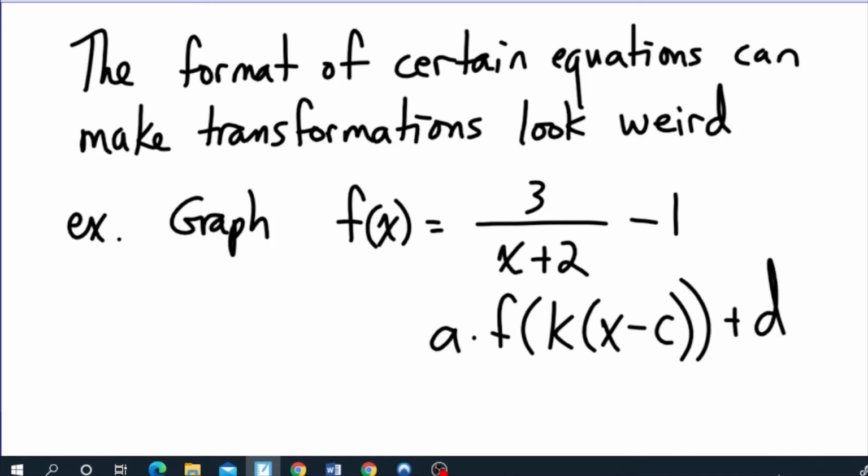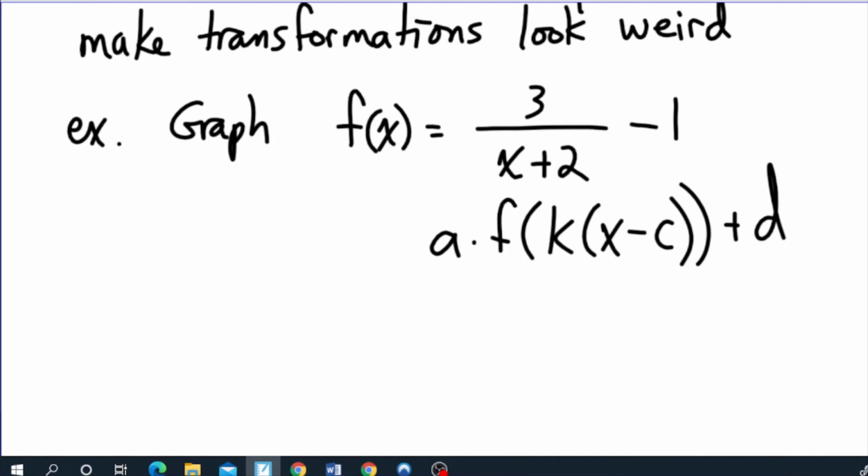So which number represents the letter A in our transformations? Well, that would actually be the 3 here. Why? Well, because our parent function is the 1 over x graph. How did the 1 become a 3 in the new equation? Well, that is by multiplying the front of the equation by 3.